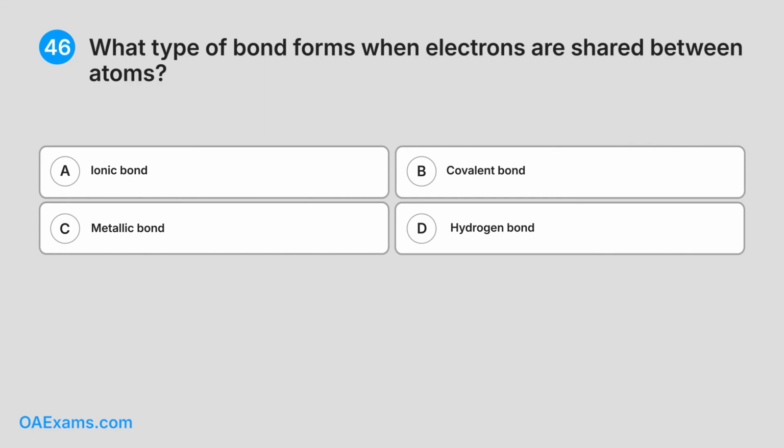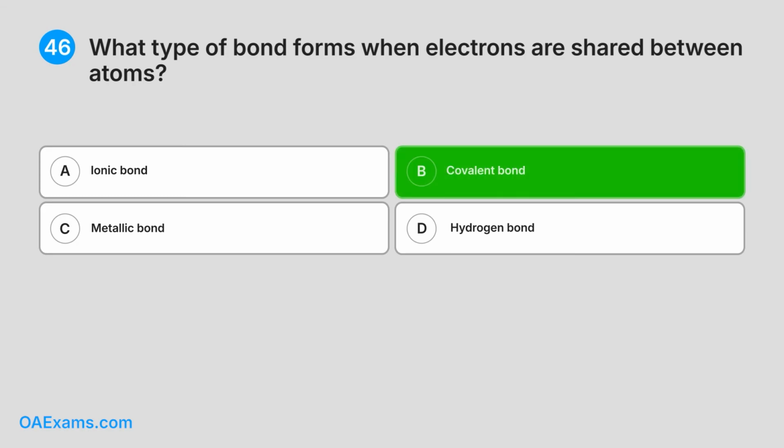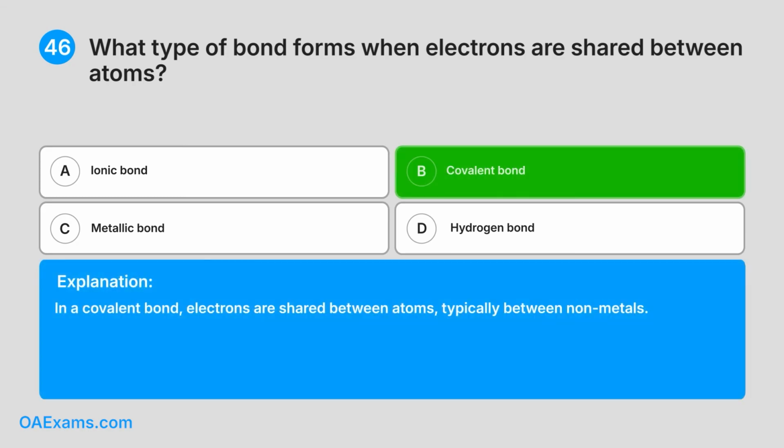46. What type of bond forms when electrons are shared between atoms? A. Ionic bond. B. Covalent bond. C. Metallic bond. D. Hydrogen bond. Do you know the answer? Correct answer: B. Covalent bond. Explanation: In a covalent bond, electrons are shared between atoms, typically between non-metals.